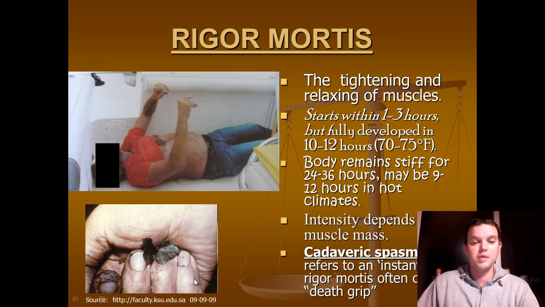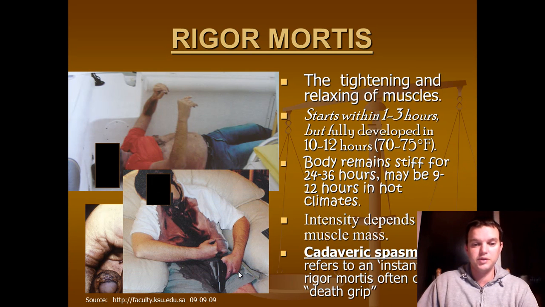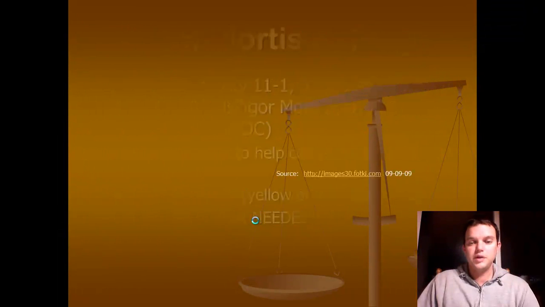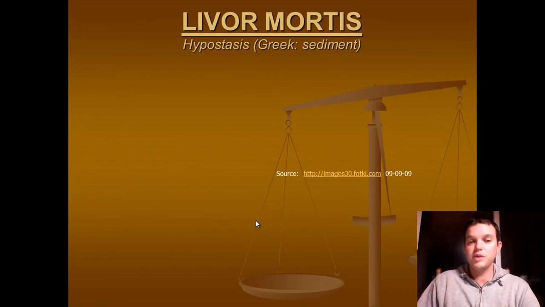Finally, we talked about the death grip. That's a result of the muscles being used at the time of death, and it happens immediately at the time of death. Looking at some of the different examples, once again, you can see signs of cadaveric spasm here, holding the gun. Then you did work on those activities, which should be in the grade books at this time.